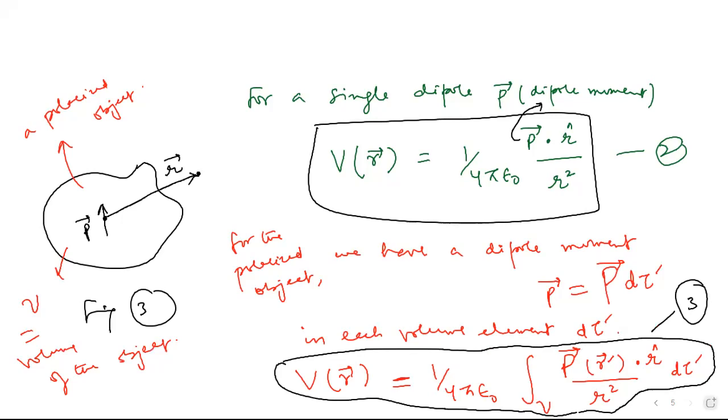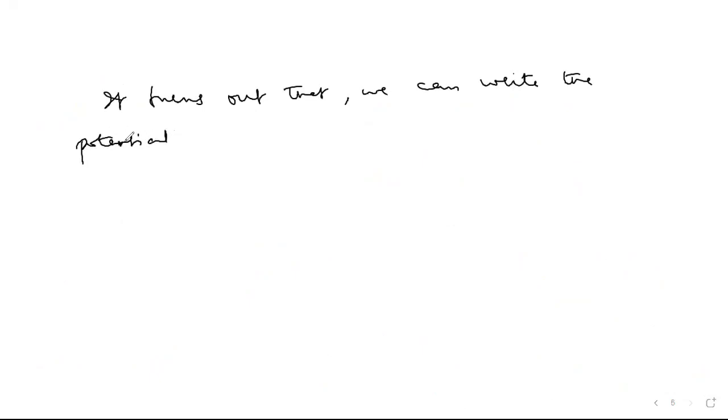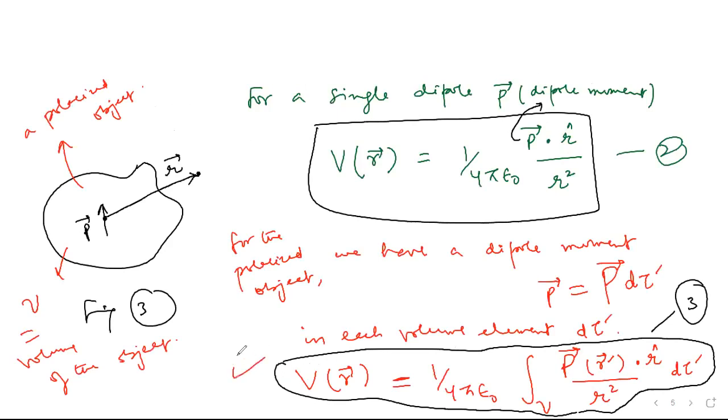But it turns out, I will write it directly, it turns out that we can write the potential due to the polarized object as, this is okay, it's not wrong, it's okay, but it turns out that we can simplify our job.